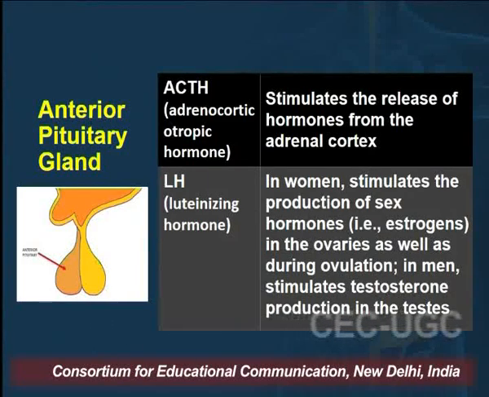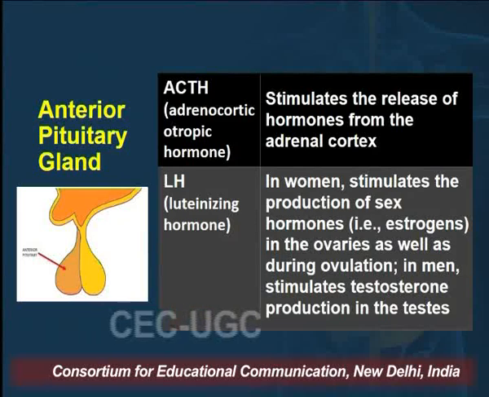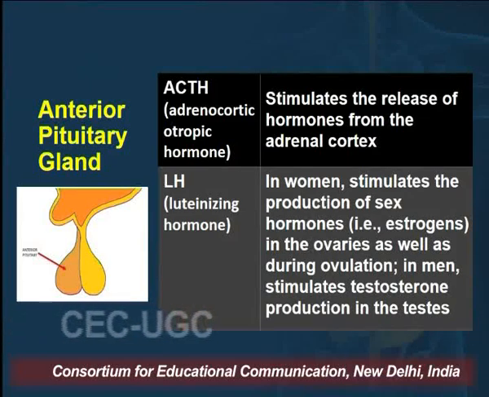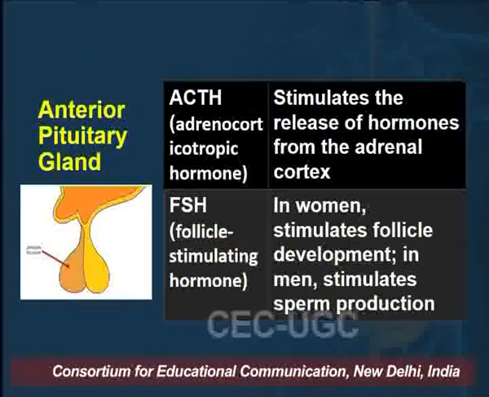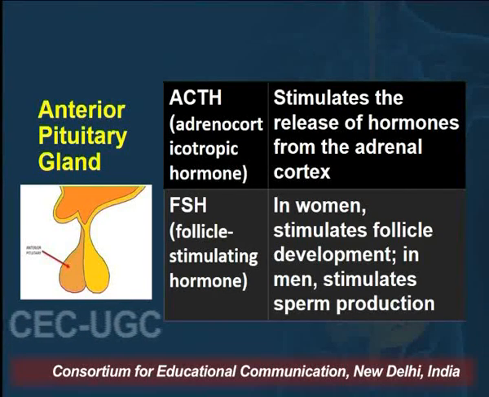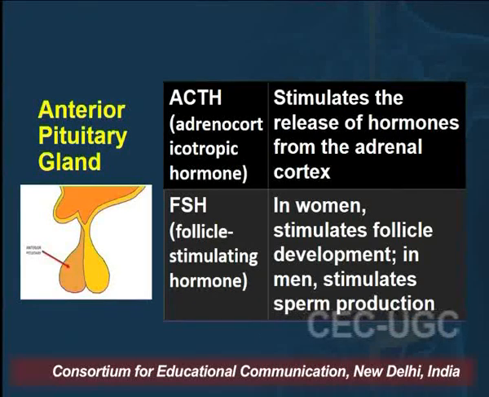Then the luteinizing hormone, that is LH, in women stimulates the production of sex hormones, for example estrogen, in the ovaries as well as during ovulation. In men, it stimulates testosterone production in the testes. Then FSH in women stimulates follicle development, and in men it stimulates sperm production.